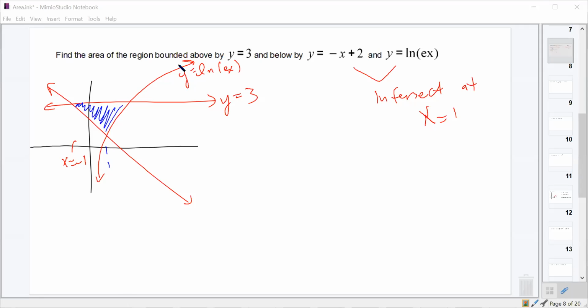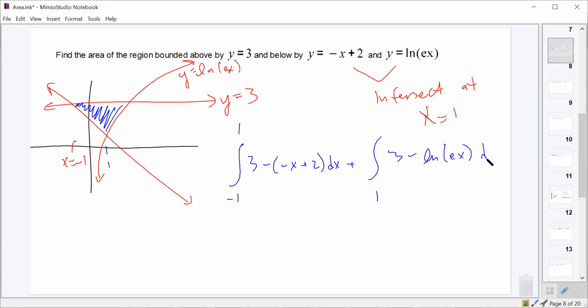Yeah, exactly, Nick. There's two different functions on the bottom, right? So from negative 1 to 1, the top function is y equals 3, and the bottom function is negative x plus 2. But from 1 to wherever these intersect over here, which we'll have to figure out in a minute, y equals 3 is still the upper function, but the lower function is natural log of ex. So to find this total area, we need an integral from negative 1 to 1 of 3 minus negative x plus 2 dx, plus an integral from 1 to somewhere, which we'll figure out, of 3 minus natural log of ex dx.